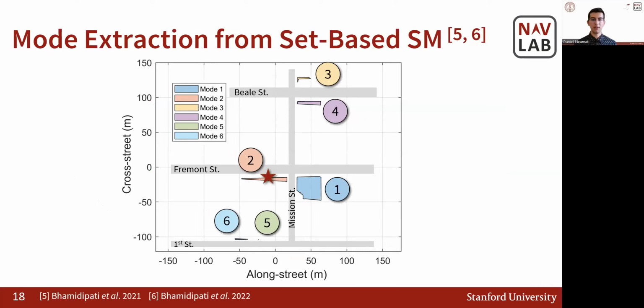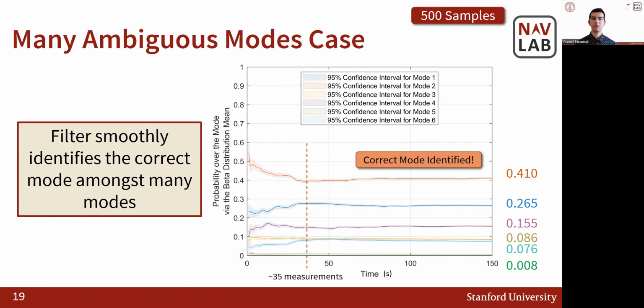If we run set-based shadow matching as described by last year's ION GNSS+ work and the following navigation work, we arrive at these modes for shadow matching as we see on the screen. So in this case, mode 2 is the correct mode as illustrated with the star representing our true location. And we have these 5 other modes. In this case, if we just trust weighted least squares, it would predict that mode 1 is the correct mode. So we need to overcome weighted least squares, and we need to overcome 6 modes in our distribution to identify the correct mode. And indeed, our filter is able to do exactly that.